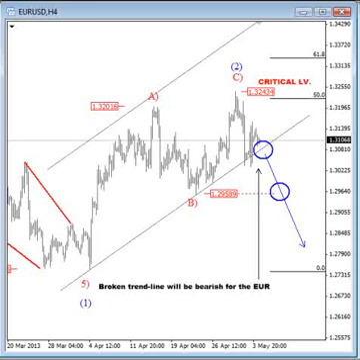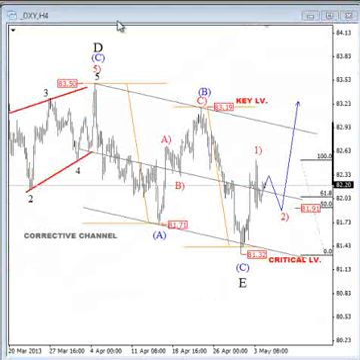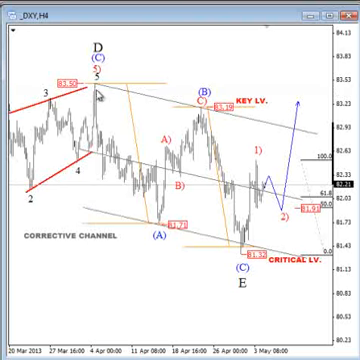So here is my dollar index count, and you can see that from the April highs the market made only 3 waves to the downside. Notice that this bounce last week has occurred from the lower side of this trading channel, which I believe is a corrective channel.